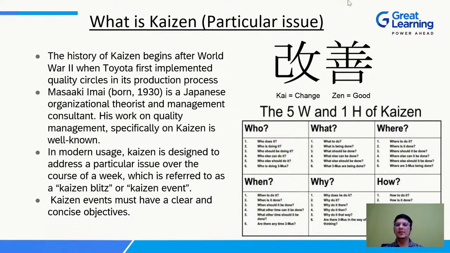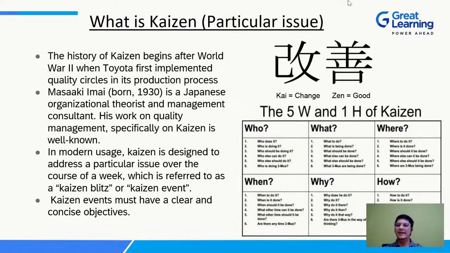So essentially, when you're hosting an event trying to solve a particular recurring issue in the organization, a particular issue that keeps happening, you need to answer the 5 W's and how: who, what, where, when, why, and how. So who does the task? Who is the reason that keeps happening? Who should be doing it? Who else can do it? Who else should do it?